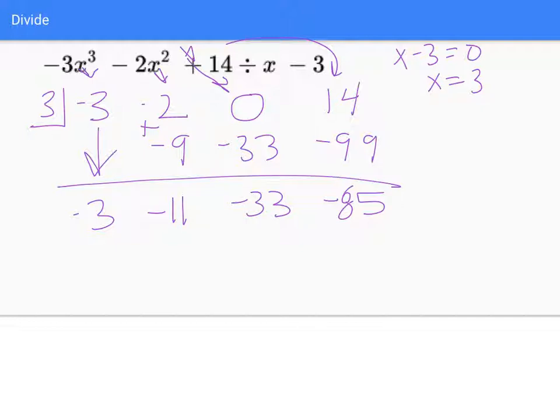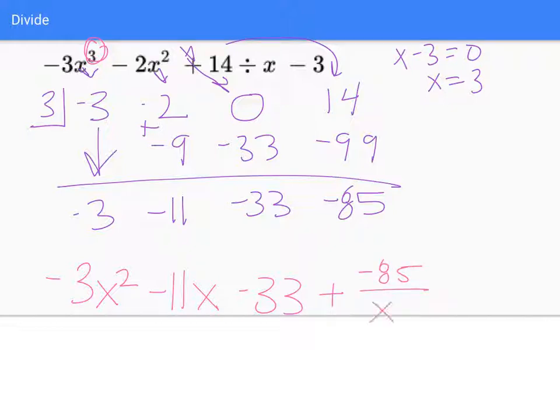Definitely not a factor. I started with x cubed, so this would be my negative 3x squared. You're taking out an x, you're dividing out an x. I have a remainder of negative 85, so that goes over x minus 3.